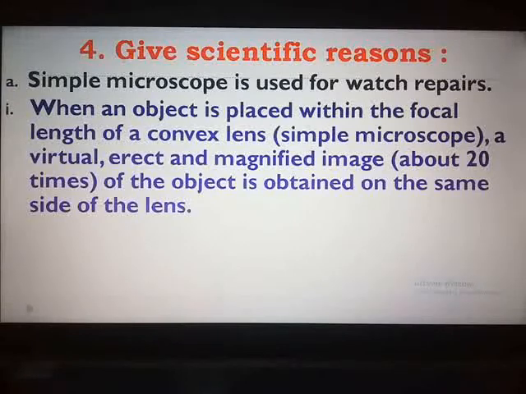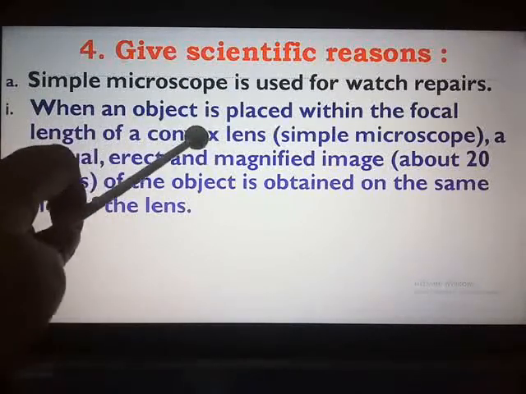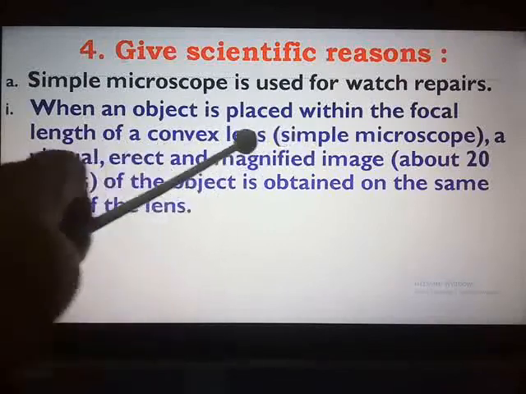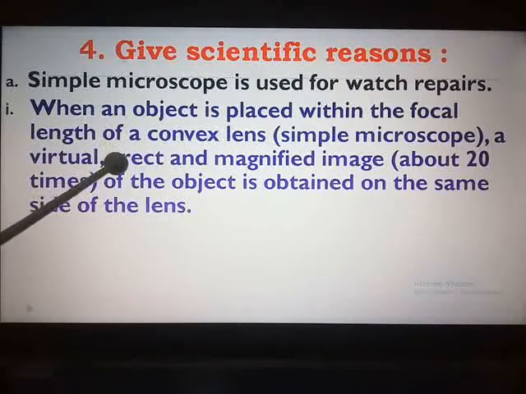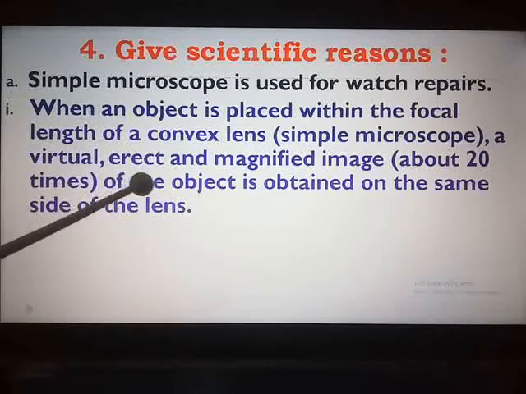So the first point, when an object is placed within the focal length of a convex lens, that is a simple microscope, a virtual, erect and magnified image which is about 20 times magnified of the object is obtained on the same side of the lens. This should be your first point. Now, whichever way you want to express, you can express the point. The main part covered here should be the state of the image, that is virtual, erect and magnification 20 times.